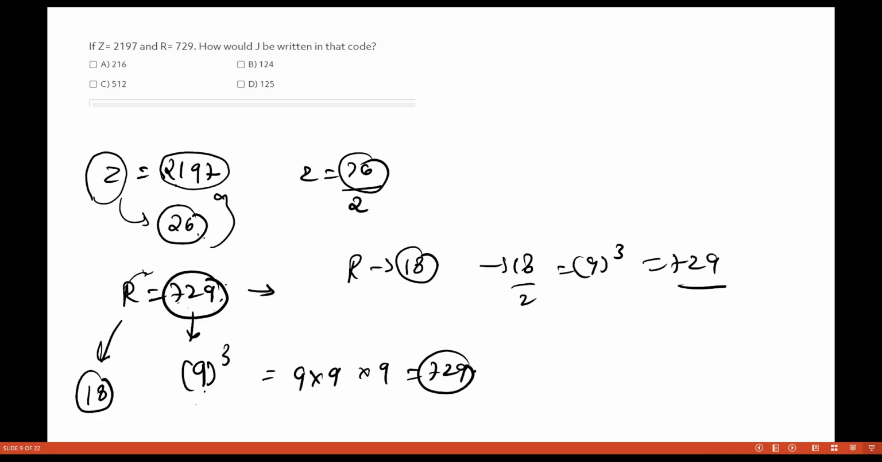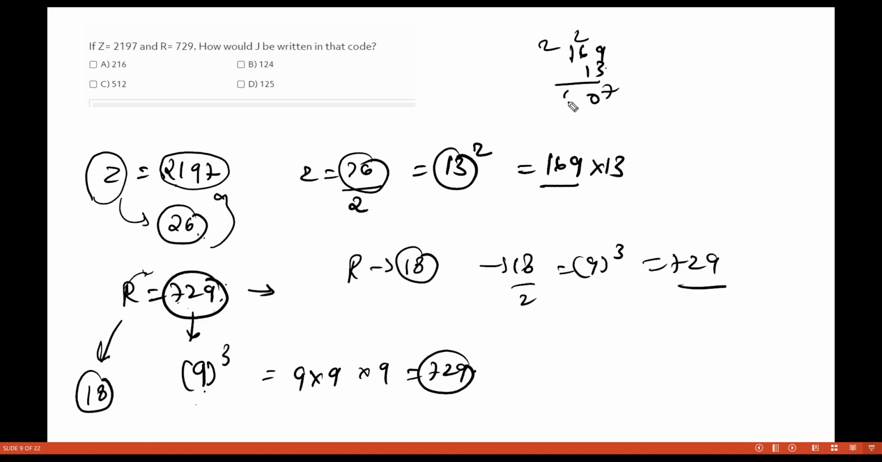So let's first divide Z's position by 2. So 26 divided by 2 is 13. 13 square is what? I think everybody is familiar with 13 square. It is 169. Now we have to find the cube of 13. So let's just find the cube of 13. 3 times 9 is 27, 3 times 6 is 18, 19, 20 with the carry over, and you have 507. And this is 169. So you get 2197.